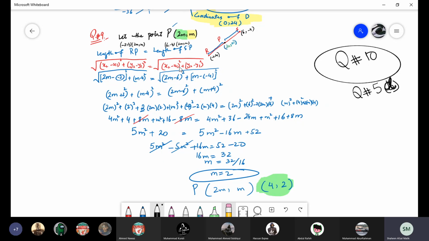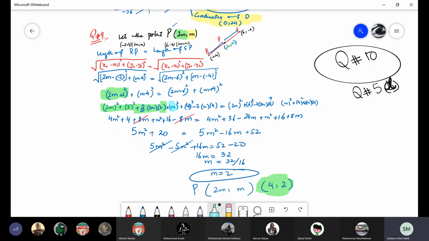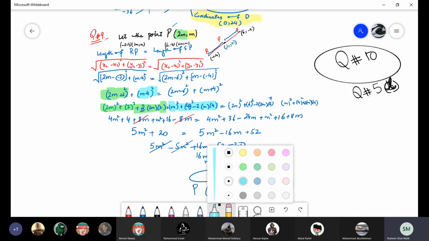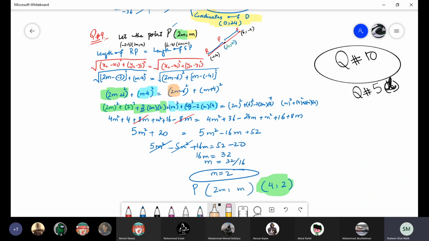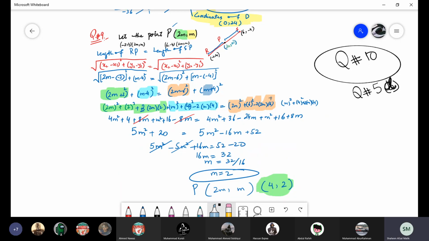We just use the distance formula, and then open the squares by using the identities. I will highlight that this one is this portion only. Then the other one is this portion. This is separate for the second identity, this portion. Then the third one is m square minus 6. Then the fourth one is this m plus 4. So its formula is this one.